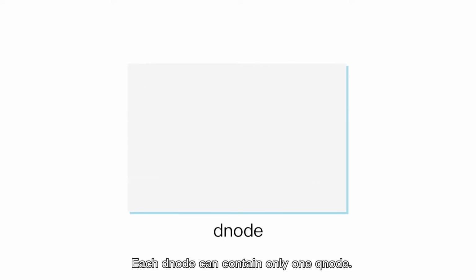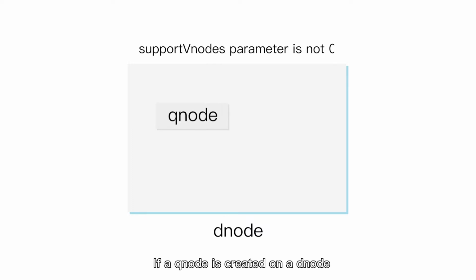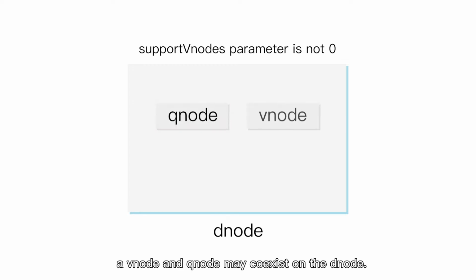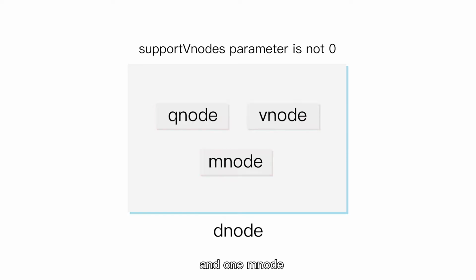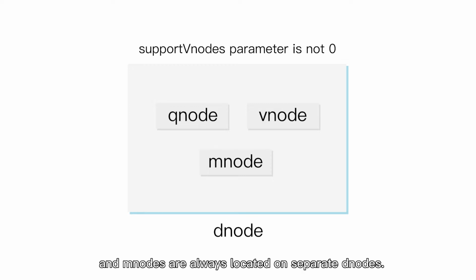Each D node can contain only one qnode. If a qnode is created on a D node whose support vnodes parameter is not 0, a vnode and qnode may coexist on the D node. Each D node can have a maximum of one vnode, one qnode, and one M node. However, you can configure your cluster so that vnodes, qnodes, and M nodes are always located on separate D nodes.